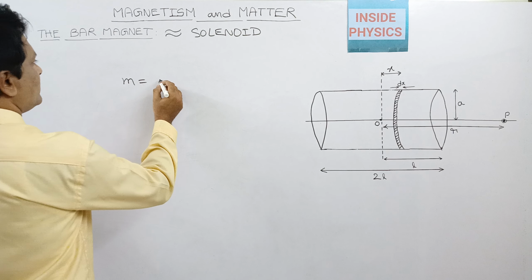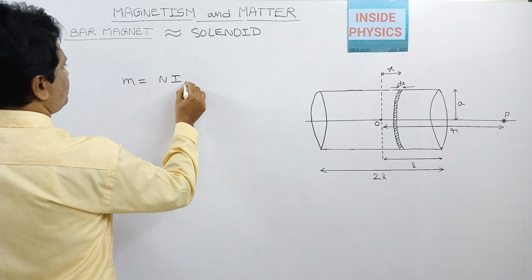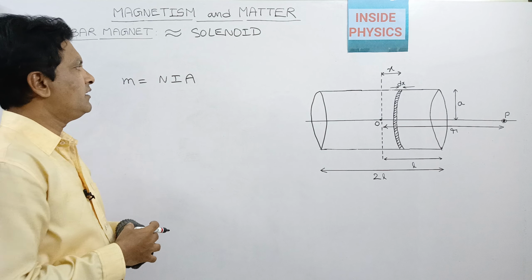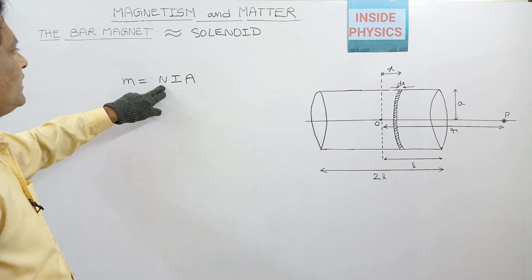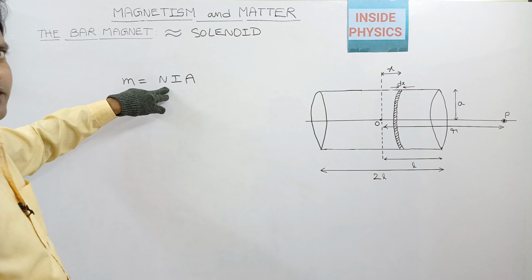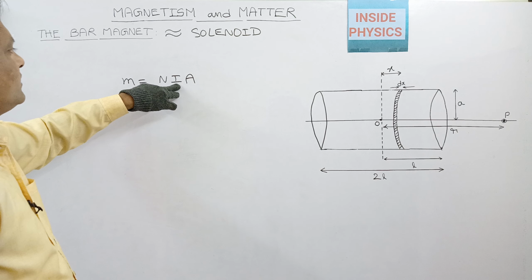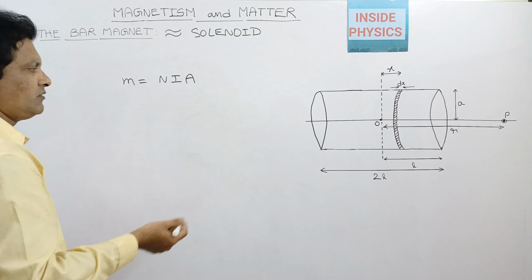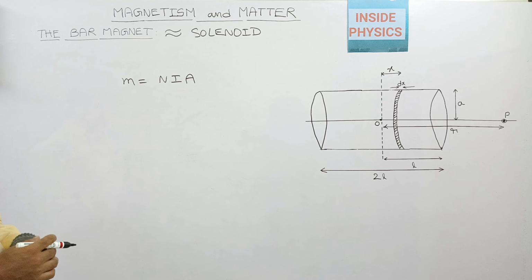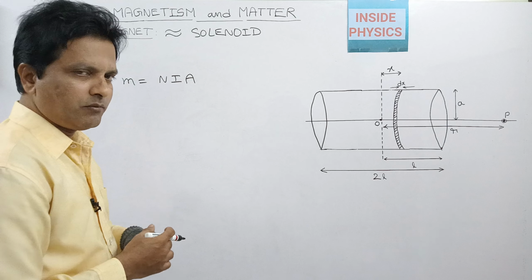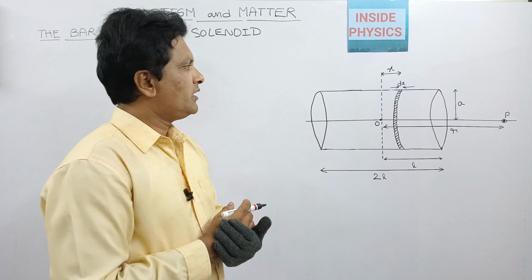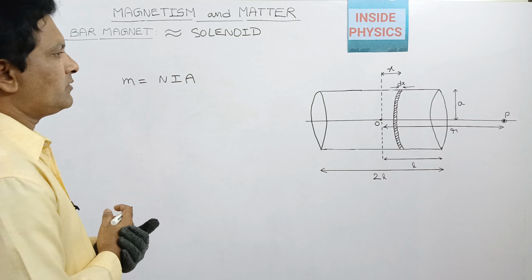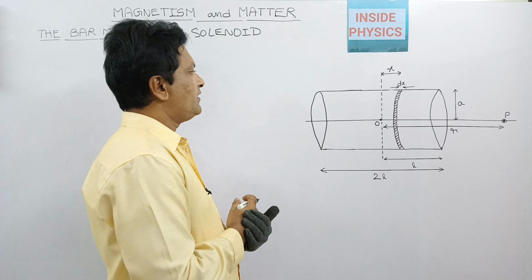We know the magnetic dipole moment of a current carrying loop, which we have discussed in the previous sections. That is NIA, the magnetic dipole moment of a current carrying loop. Here N is the number of turns in the loop, I is the current passing through the loop, and A is the area of cross section of the current carrying loop.